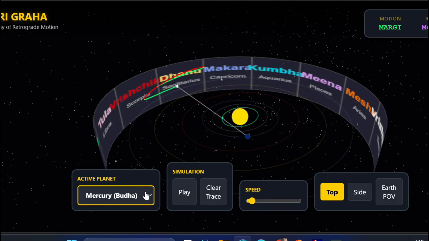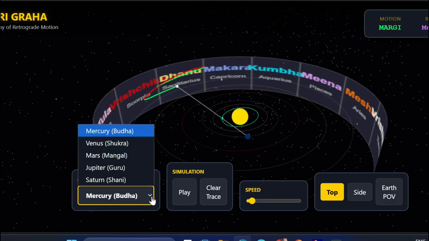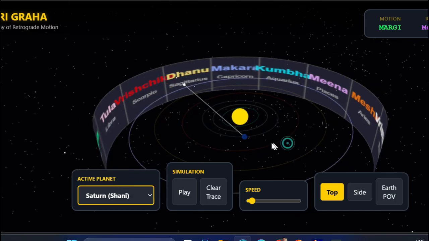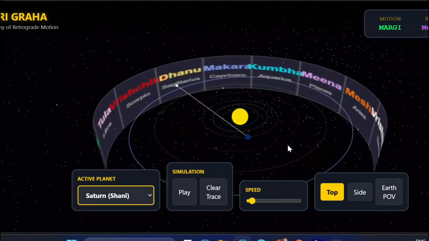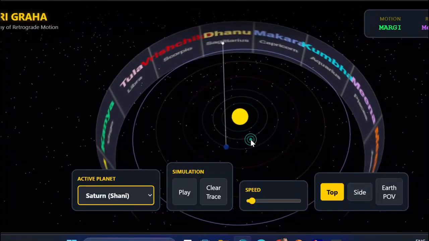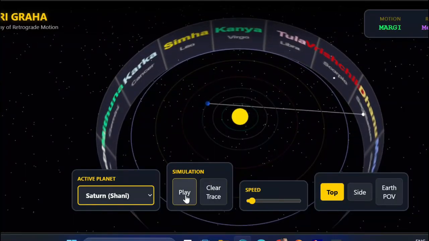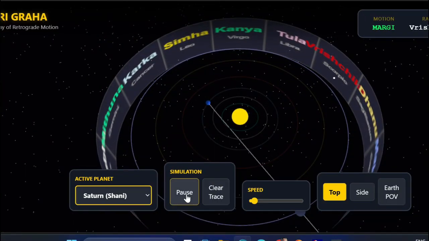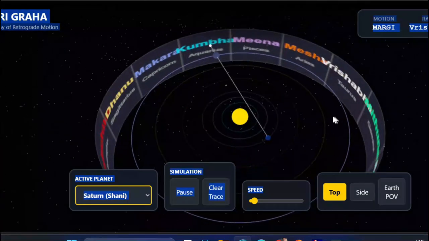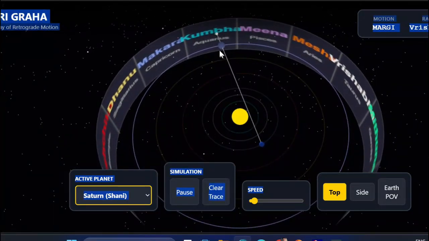Okay, now let me put some outer planet. Let's say Saturn. So this was an inner planet. Earlier, Mercury was an inner planet because its orbit was in between the Sun and Earth's orbit. Okay, now we'll see an outer planet, how an outer planet gets retrograde. So here is the Saturn. See, it has a larger orbit.